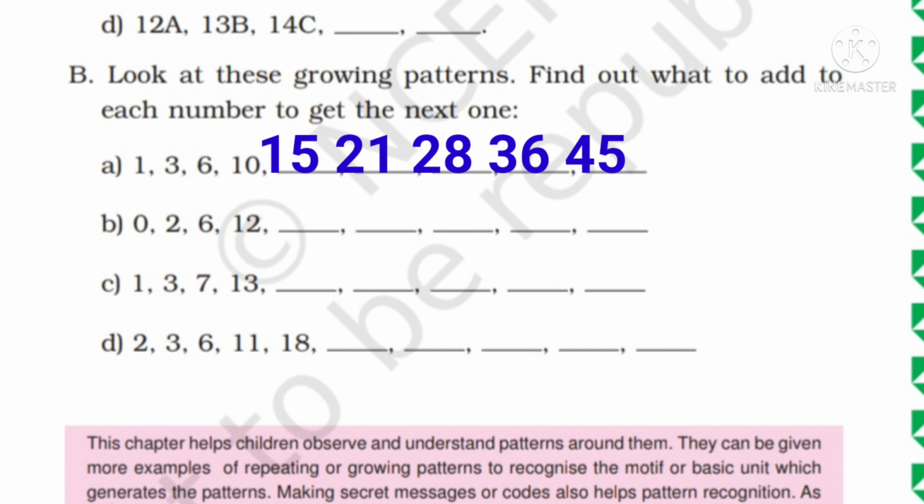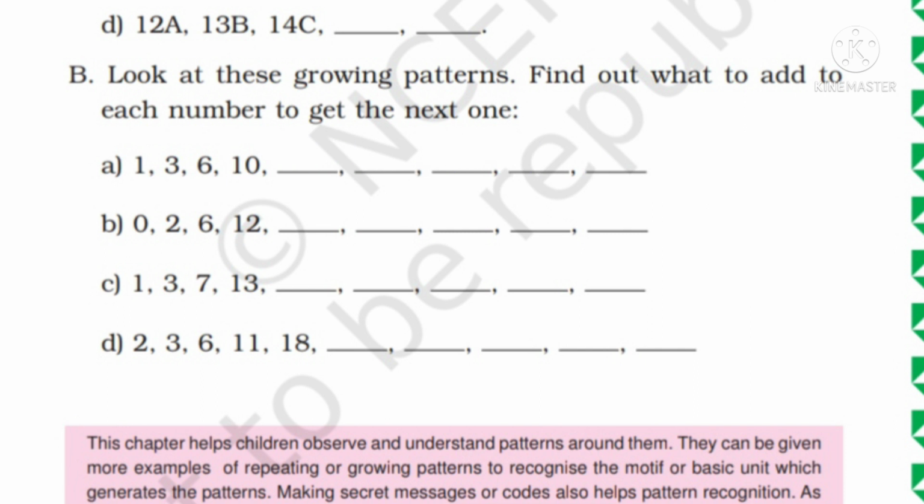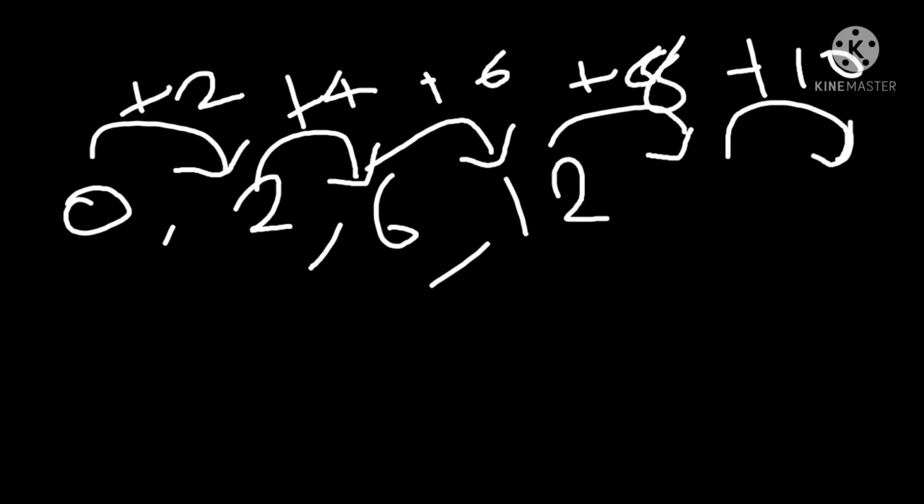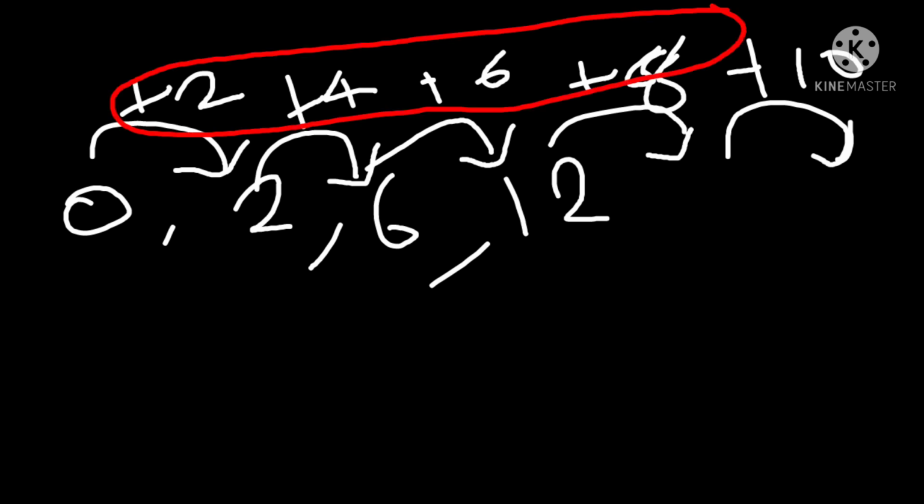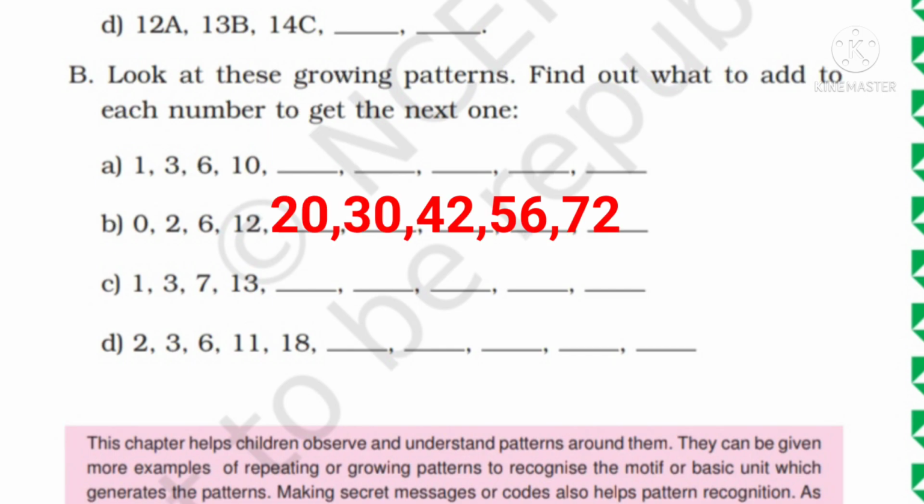Next question. 0, 2, 6, 12. What is happening here? 0 plus 2 is 2. 2 plus 4 is 6. 6 plus 6 is 12. That means adding the even numbers. After 6, 8. So 12 plus 8, 20. 20 plus 10, 30. 30 plus 12, 42. 42 plus 14, 56. 56 plus 16, 72.